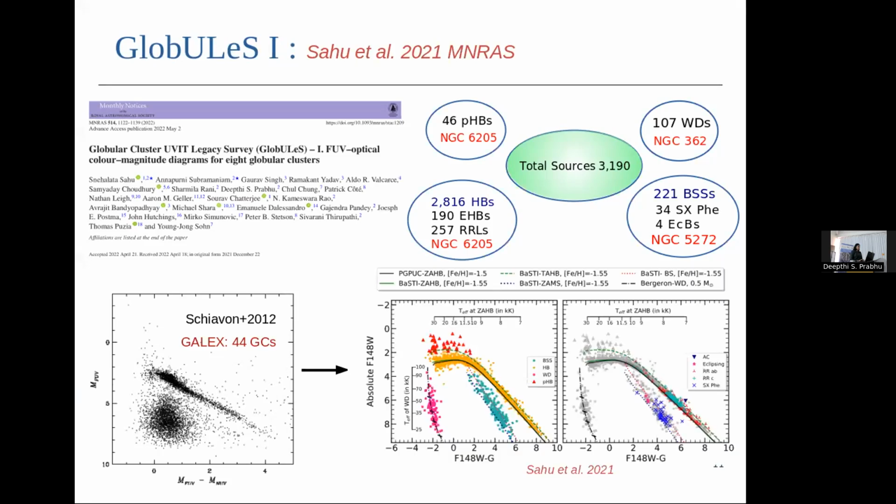So the improvement using UVIT is shown where we have shown the globular cluster CMD of 8 clusters, and we can clearly see that the blob is resolved into two different sequences, which are the blue straggler sequence here and the white dwarf sequence. So we have also detected quite a number of HB stars in the cluster. So there is a clear improvement with UVIT compared to GALEX.